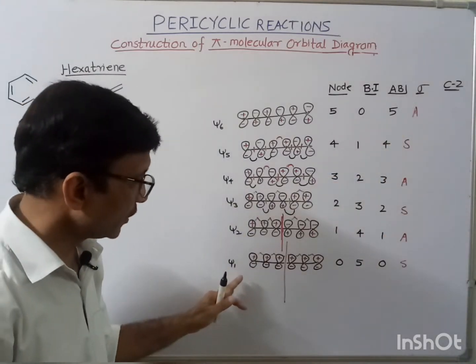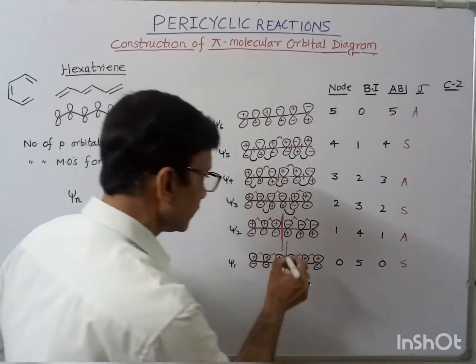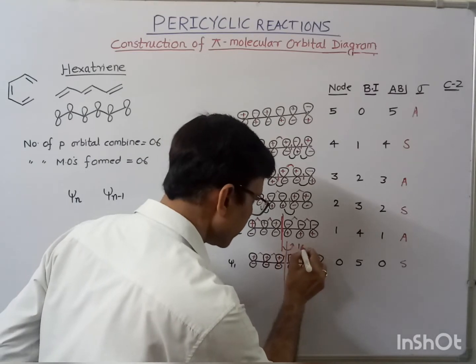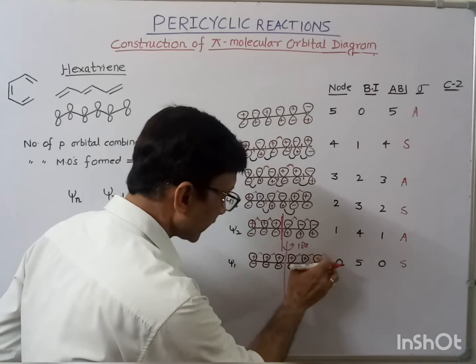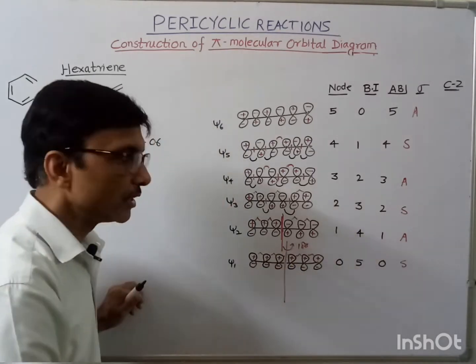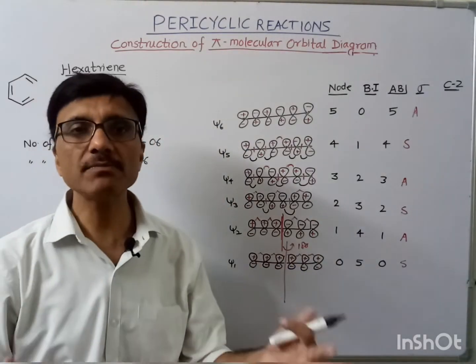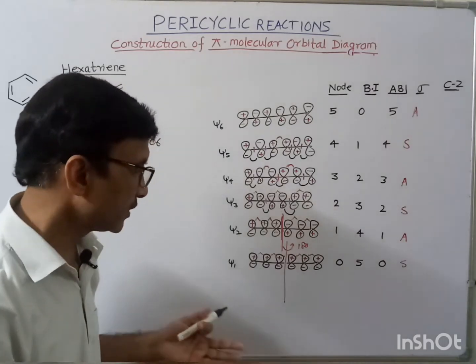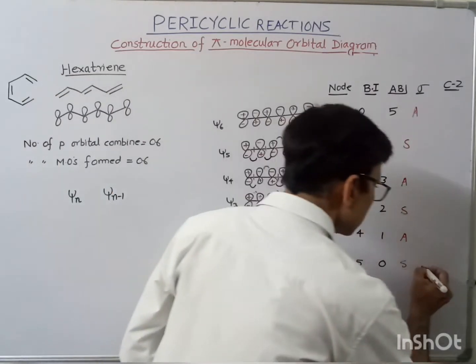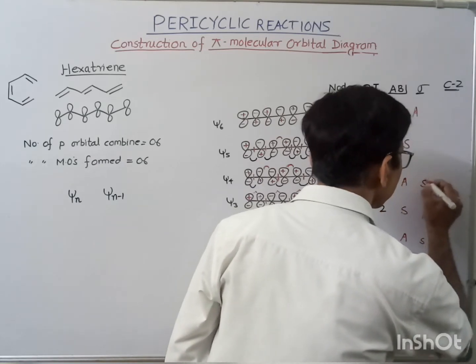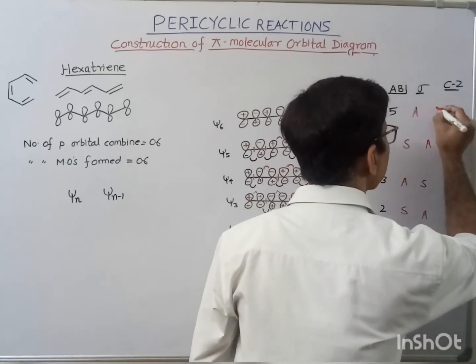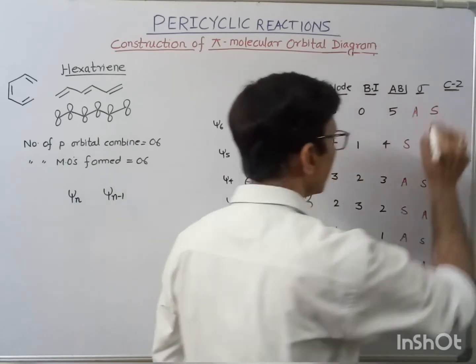In the same way, for the C2, rotate it by 180 degrees. So at this plus, this minus will come. At this plus, this minus will come. So that's why you will not get the same molecular orbital diagram, and it is anti-symmetric with respect to this. This is symmetric, this is anti-symmetric, this is symmetric, this is anti-symmetric, and so on. You can write in an alternate way.